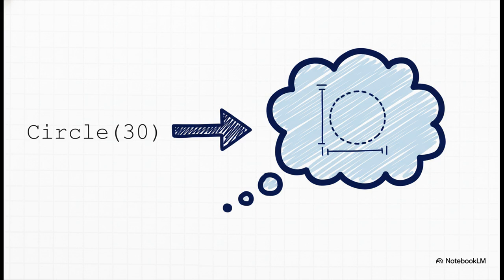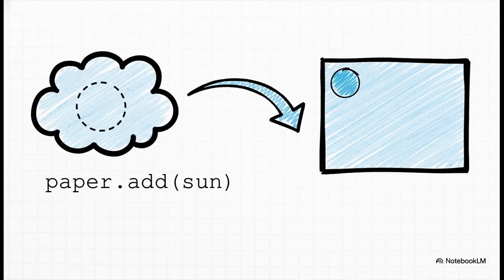As simple as that. But here's a really important step. Just creating the circle doesn't actually make it show up. We have to explicitly add it to our paper, our canvas. This command does exactly that. And by default, it just plops our new sun right in the top left corner.